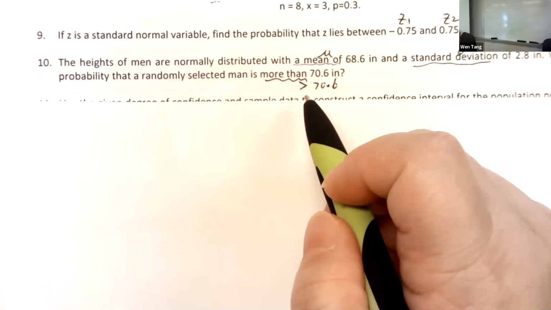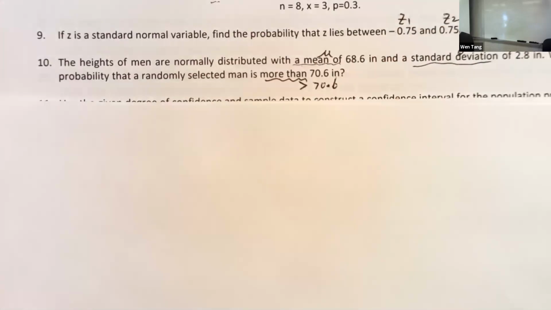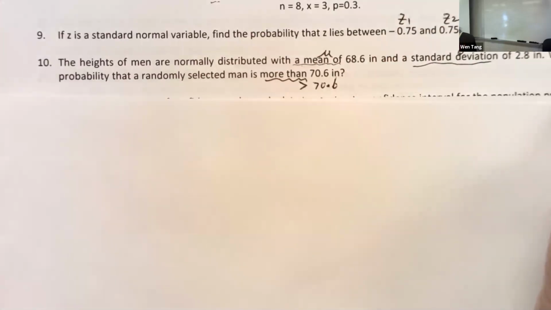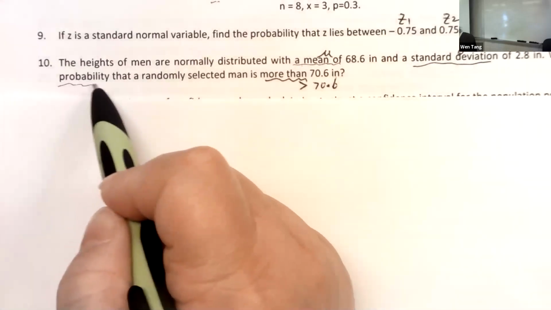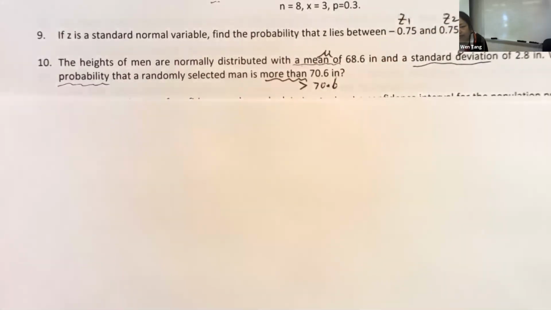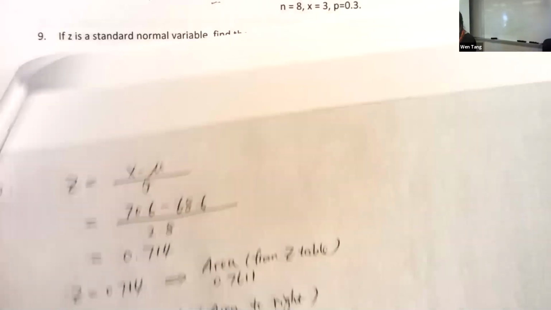Remember, it goes right. More than means it's the area cumulative to the right. So you should be careful. We're gonna use the cumulative area from the right to represent the probability greater than 70.6. How can we do the first step? We're still gonna use the Z to find the area. So the first step, we're gonna find the Z-score.